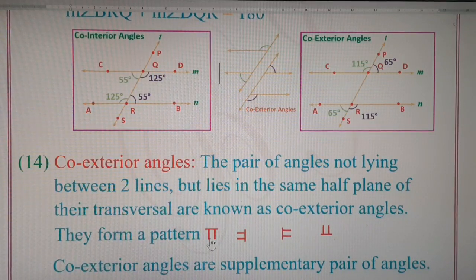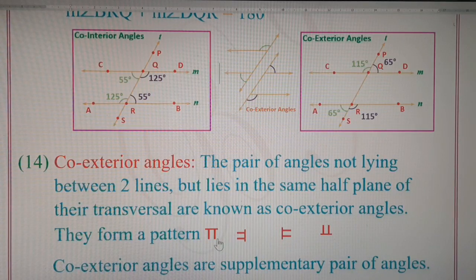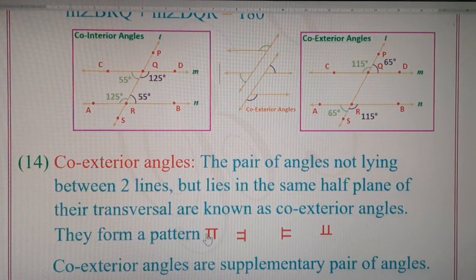They form a pattern like the Greek alphabet pi. So here this alphabet resembles the letter of the Greek alphabet, that is the letter pi, and when this pattern is formed, then we can say the angles formed on either side of these two lines are known as the exterior angles. The pi pattern can be formed in any direction.